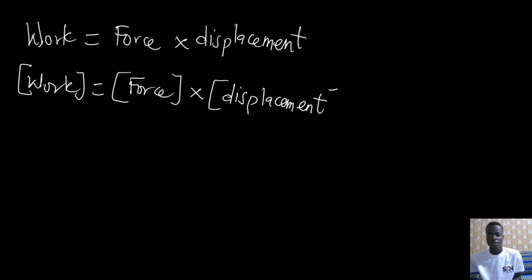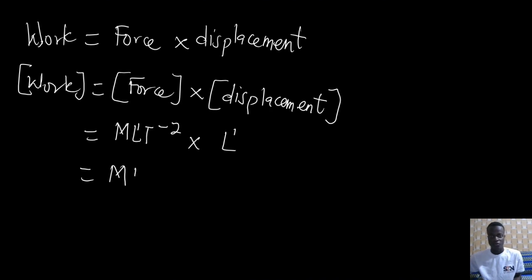So force times displacement. And for the dimension of force that we found right now, it was MLT to the power negative 2, right? And displacement is what? L. Everything displacement or separation is L. So the L and L are there. This is power 1, this is also power 1. So if you put them together in the multiplication, following the law of indices, we have ML squared times T to the power negative 2. This is for work, the dimension of work.